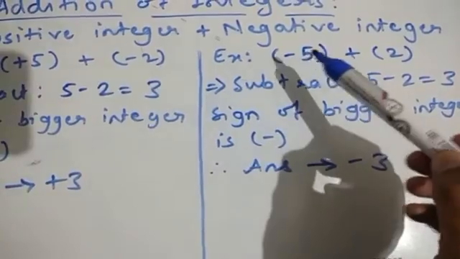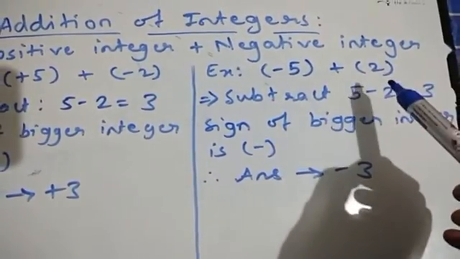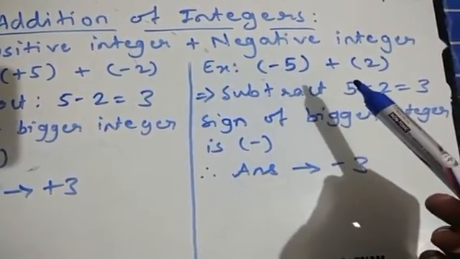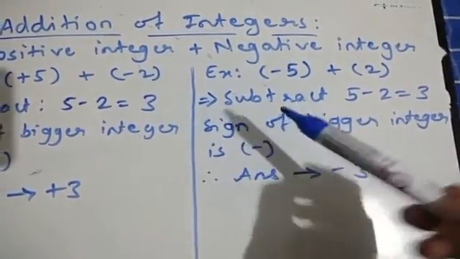So here see one more example. Here we have -5 and we have +2. One positive integer and one negative integer. So here again subtraction. Why? Because one is positive, one is negative. Therefore subtract 5 minus 2, 3.